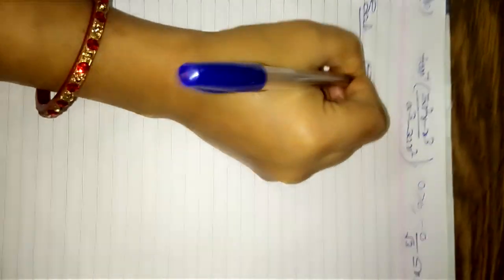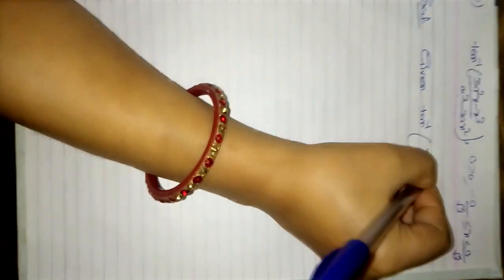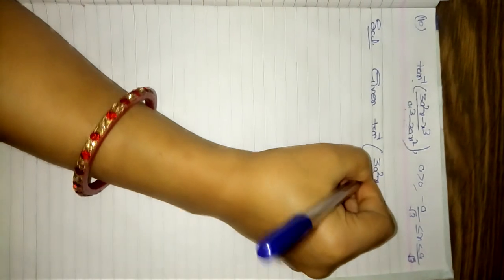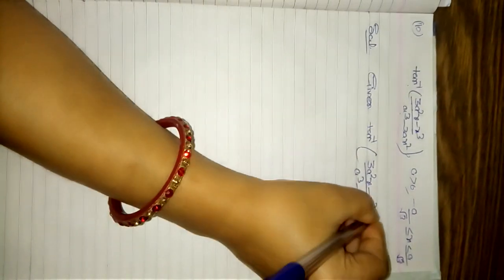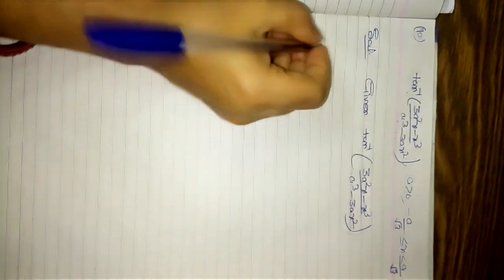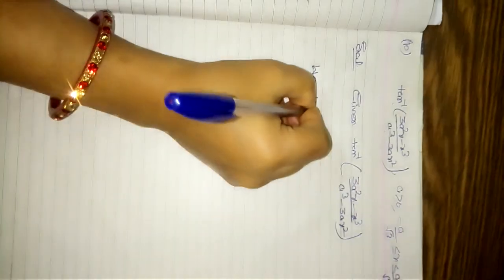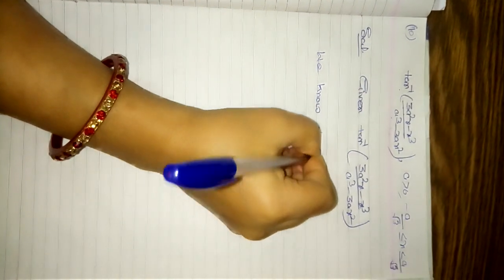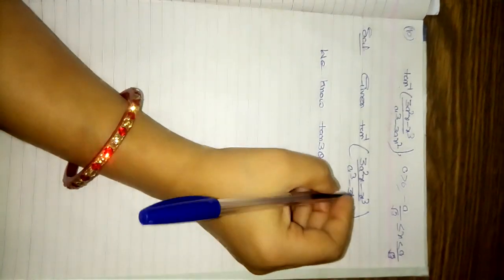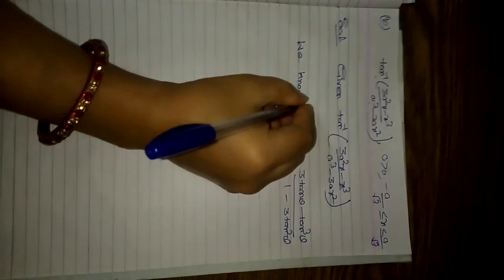So what is the formula of tan 3 theta? Let us start the solution. What is given? Given tan inverse of (3a square x minus x cube) upon (a cube minus 3ax square). This is the given equation. Now we know the standard formula of tan 3 theta, we learnt all this in trigonometry in class 11. So tan 3 theta is (3 tan theta minus tan cube theta) over (1 minus 3 tan square theta). This is the formula of tan 3 theta.